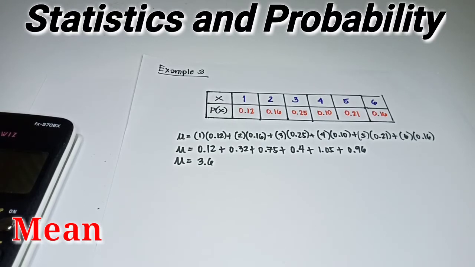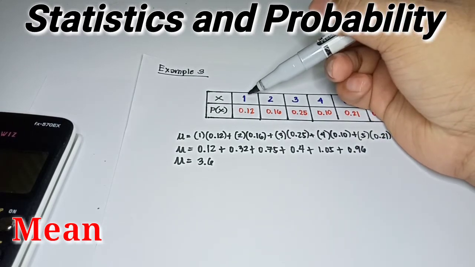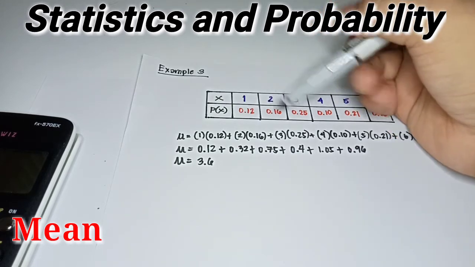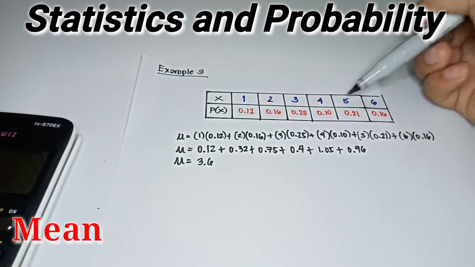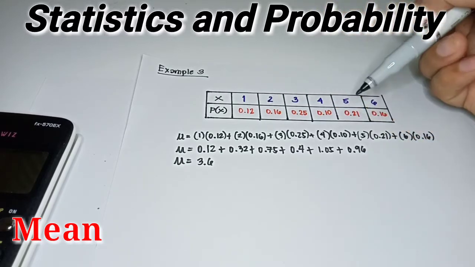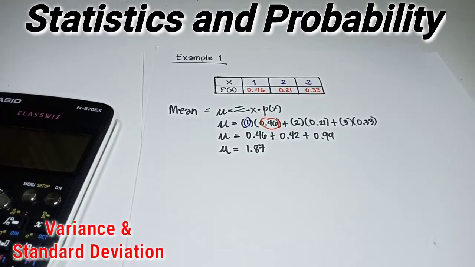Again, to compute for the mean, you just have to multiply the value with its probability, all of these, and then add all the products, and you will get the mean. Okay, we are done discussing how to compute the mean of a discrete probability distribution. This time we will have the variance and standard deviation.